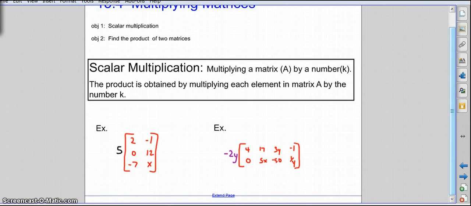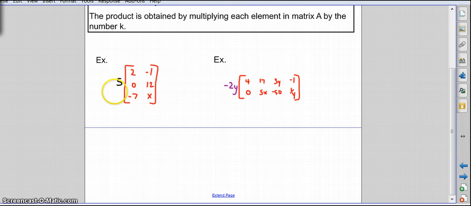Alright, scalar multiplication, simply put, is multiplying a matrix A by a number K, and the product is obtained by multiplying each element in matrix A by that number K. K would be known as the scale factor. So, for example, you can see that I have 5, that would be the K value, being multiplied by this matrix. This is a 3 by 2 matrix, right? Rows by columns, 3 rows, 2 columns, so a 3 by 2 matrix.